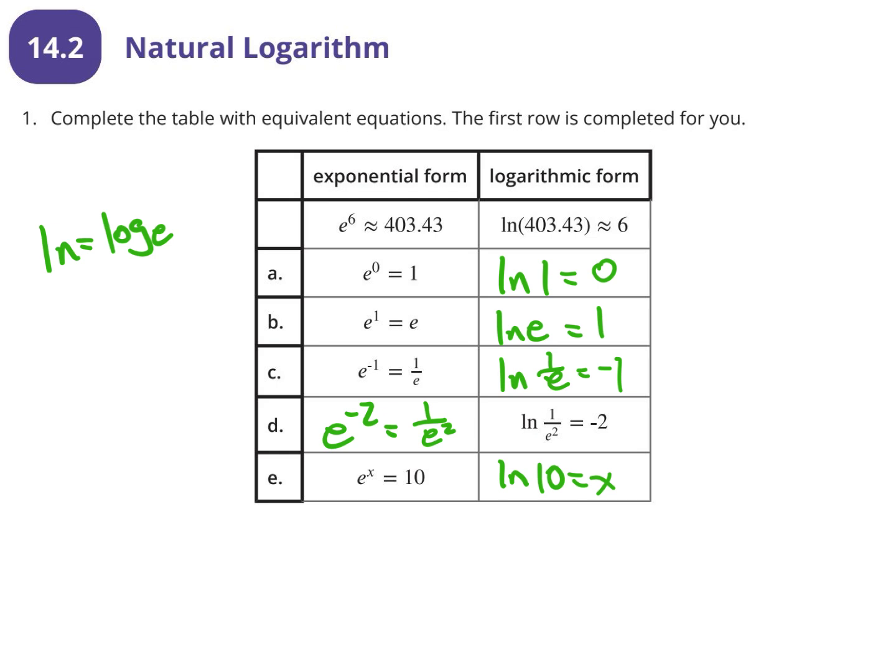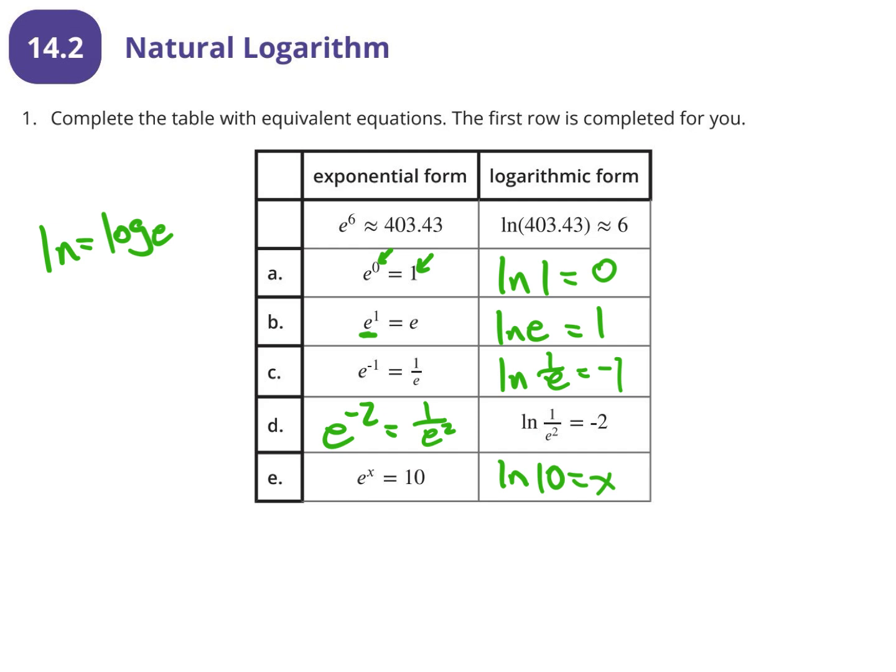So for a, remember, switch the exponent and the answer around. To bring the exponent down, you take the natural log when it's base e. When there's another base, you just take the log. So ln, the natural log of 1 equals 0. e to the 1 equals e. The natural log of e, because e is the base, log base e is called ln, and the e and the 1 switch around.